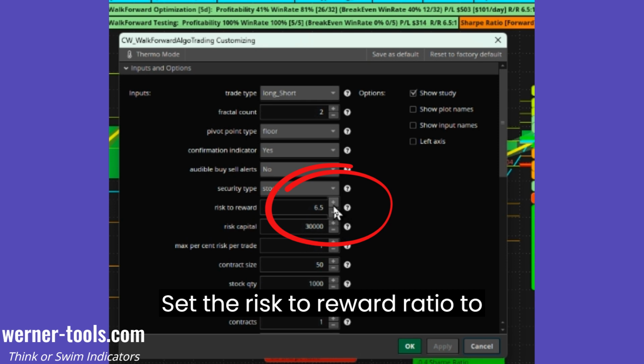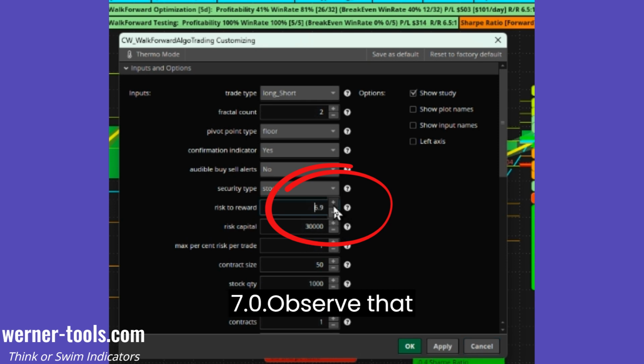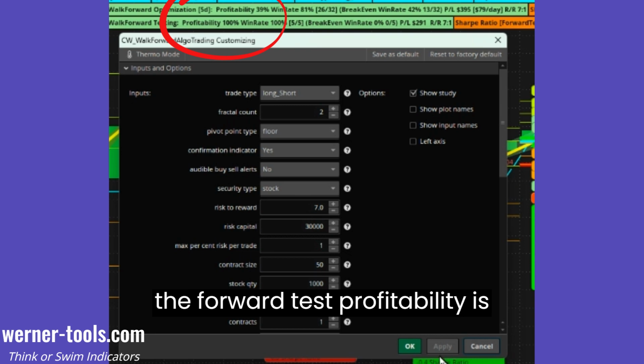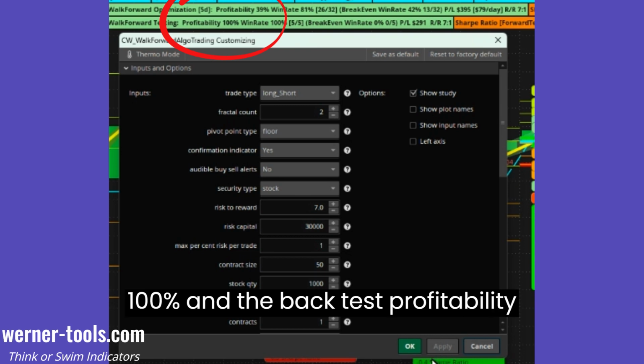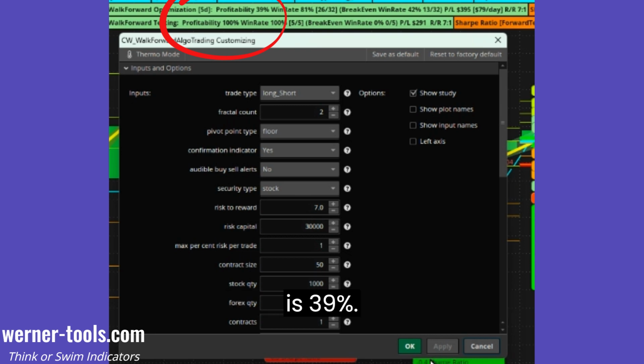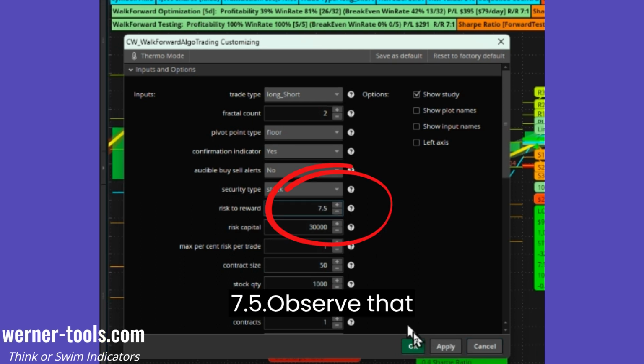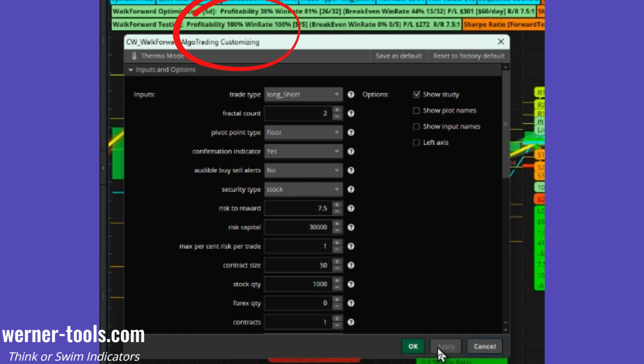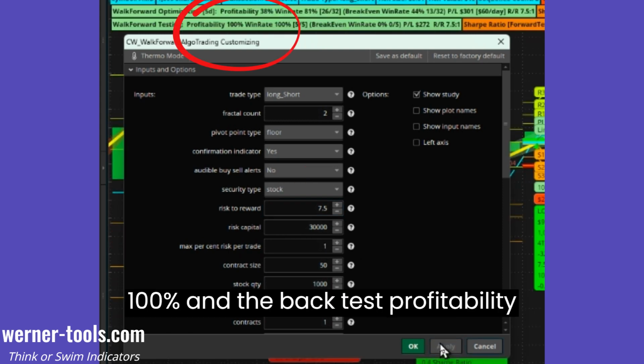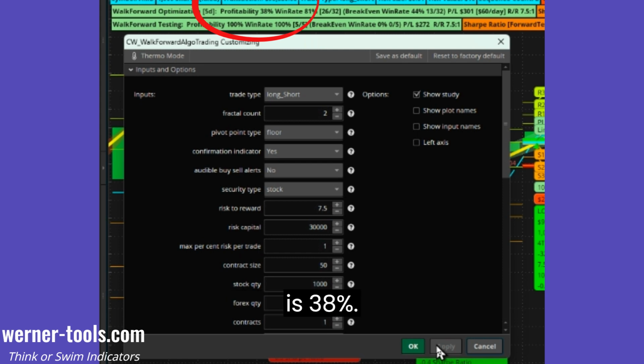Set the risk-to-reward ratio to 7.0. Observe that the forward test profitability is 100% and the back test profitability is 39%. Set the risk-to-reward ratio to 7.5. Observe that the forward test profitability is 100% and the back test profitability is 38%.